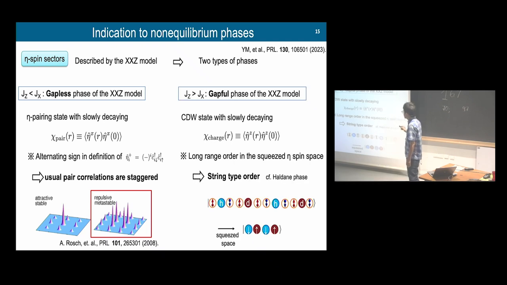On the other hand, when Jz is larger than Jx, this XXZ model shows the gapful phase. And in this phase, in the original language, it corresponds to the CDW phase, which is characterized by the slowly decaying charge correlation. And this state also turns out to be a special state because although the correlation decays with a power law, if you look at the squeezed space of the eta spin, it has a true long-range order. So in this sense, this state is characterized by the so-called hidden type order, like in the case of the Haldane phase, if you're familiar with it.